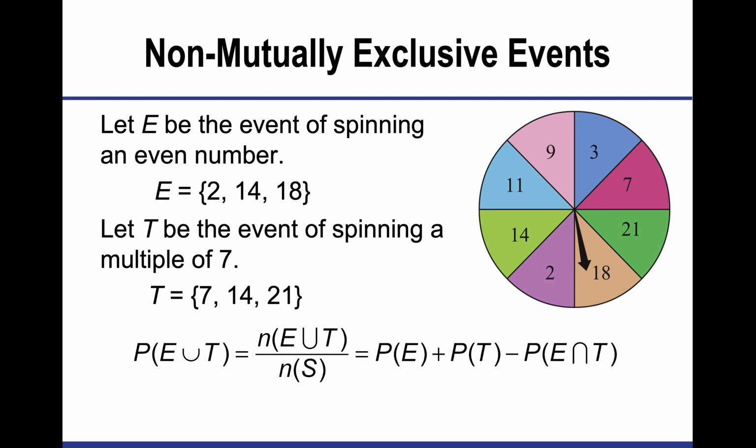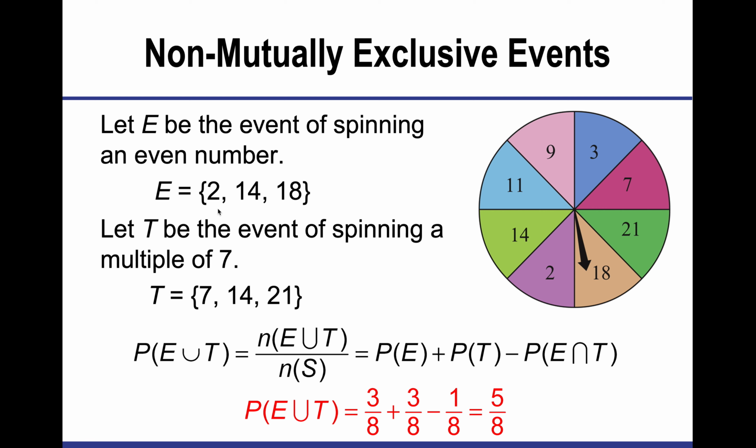So if I want the probability of E and T happening, then I'm going to have a little bit of a tricky problem, because look, 14 is in both groups. So it's not mutually exclusive because there is an overlap. I can get a 14 in both of these events. So I'm going to find the probability that something happens in event E. I'm going to add to that probability that event T happens, and I'm going to subtract the overlap.